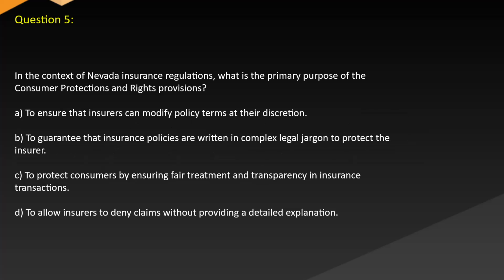Question 5. In the context of Nevada insurance regulations, what is the primary purpose of the consumer protections and rights provisions? A. To ensure that insurers can modify policy terms at their discretion. B. To guarantee that insurance policies are written in complex legal jargon to protect the insurer. C. To protect consumers by ensuring fair treatment and transparency in insurance transactions. D. To allow insurers to deny claims without providing a detailed explanation.